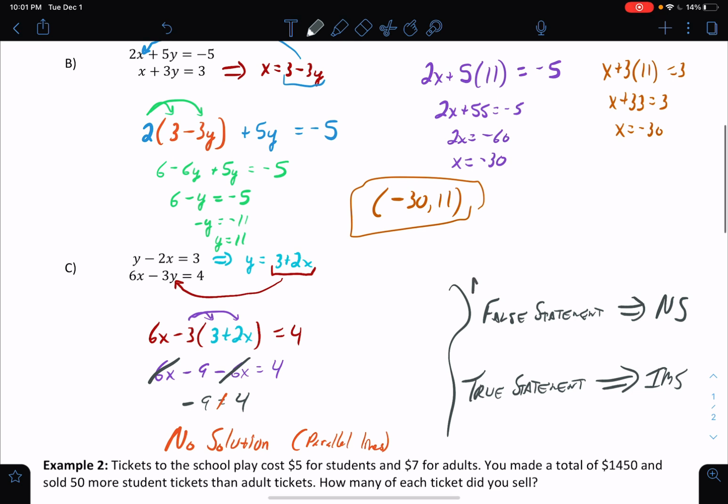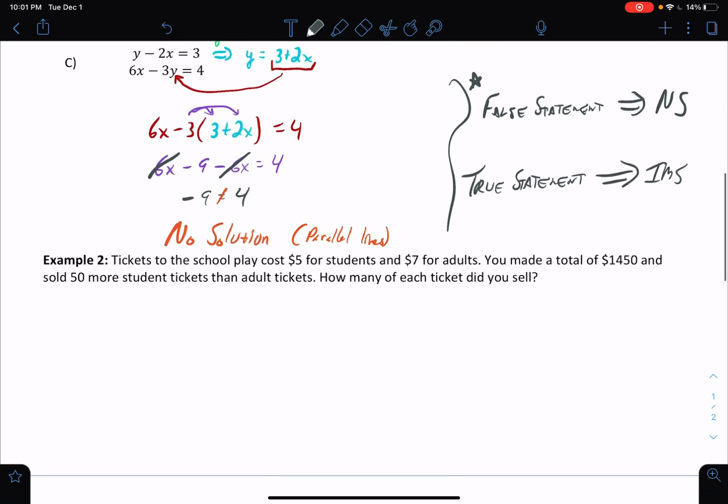Okay? So make sure you remember these. If your variables cancel out, you're looking at whether you have a true statement or a false statement. Okay? What about a word problem? How's that going to work?